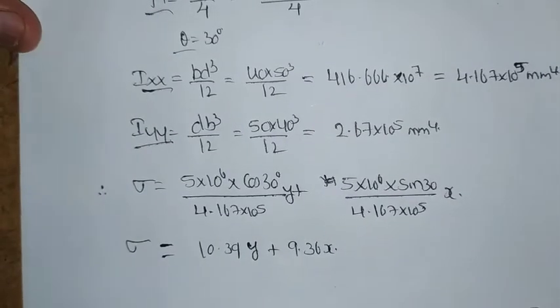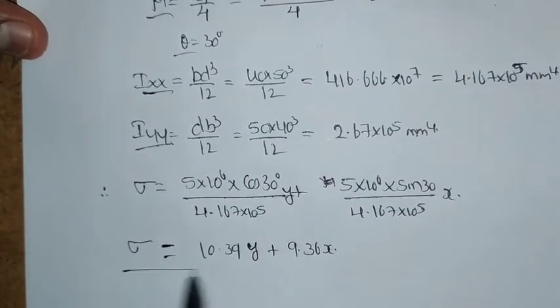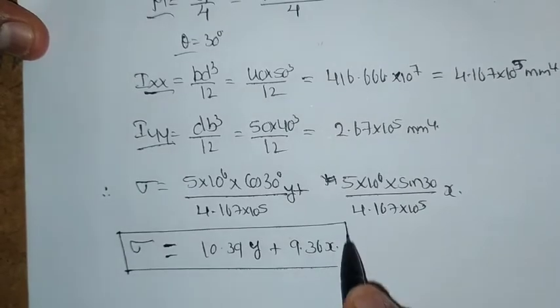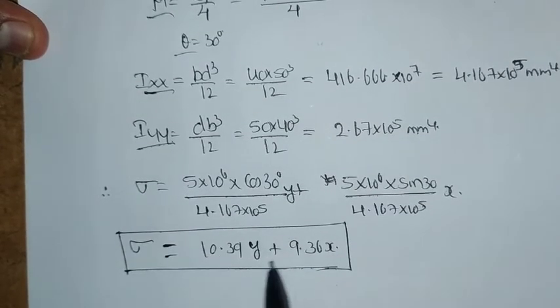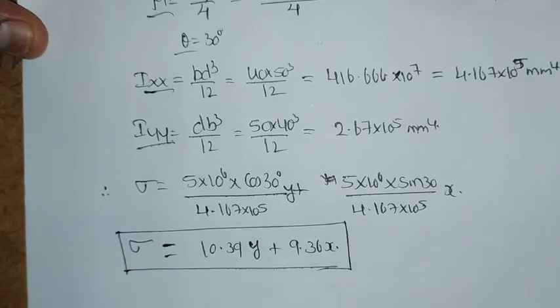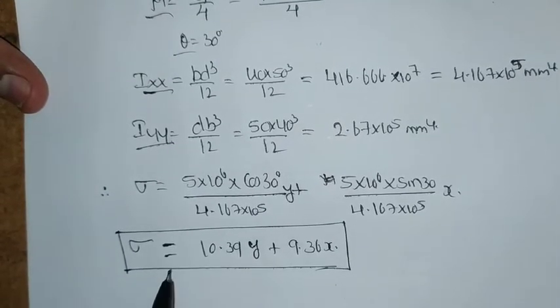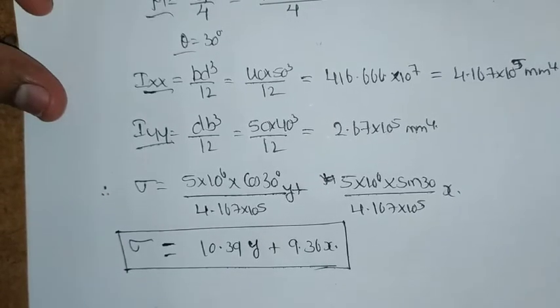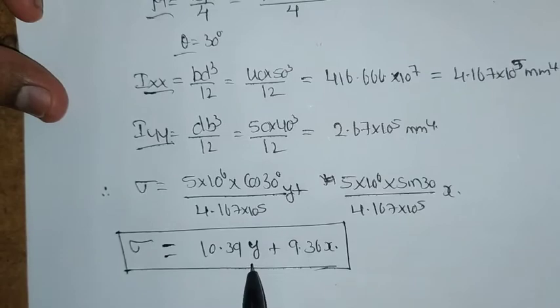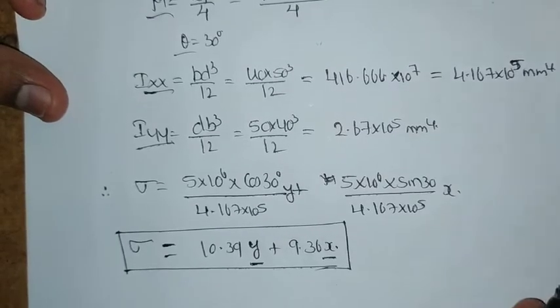So from this the equation came as sigma is equal to, the bending stress sigma is equal to 10.39 into y plus 9.36 into x. So now we have to find out the stresses where it is going to get maximum and minimum. The maximum stresses we have to find out. So for this, the y and x we have to calculate.